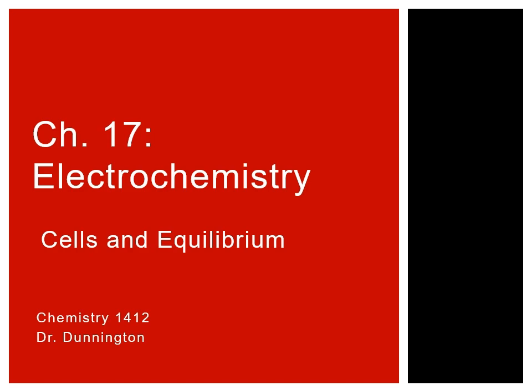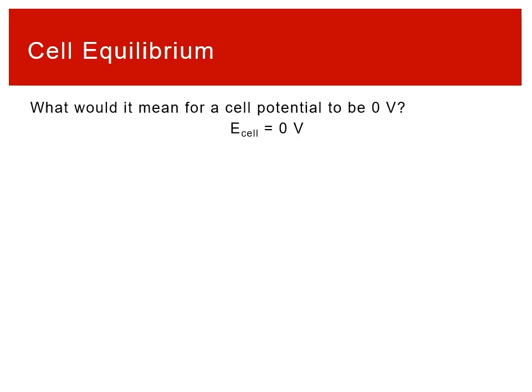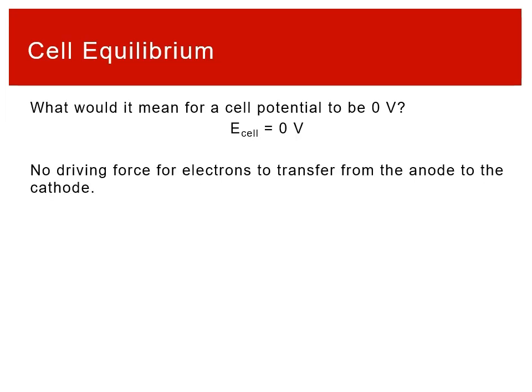Then we want to generalize some of these ideas that we've started with the Nernst equation by talking about cells and equilibrium. So what would it mean for a cell potential to be 0 volts? E cell is equal to 0 volts. That would tell us that there's no driving force for electrons to transfer from the anode to the cathode.